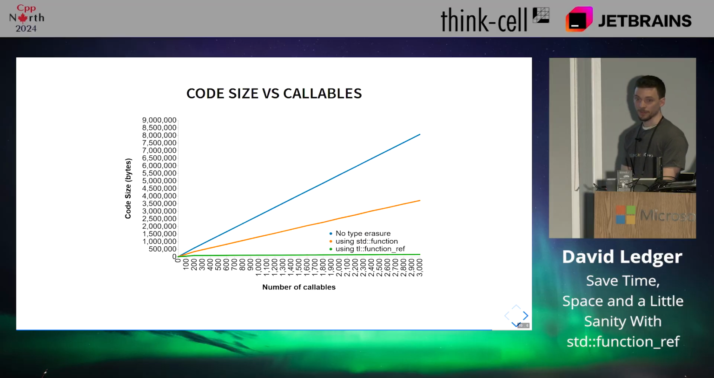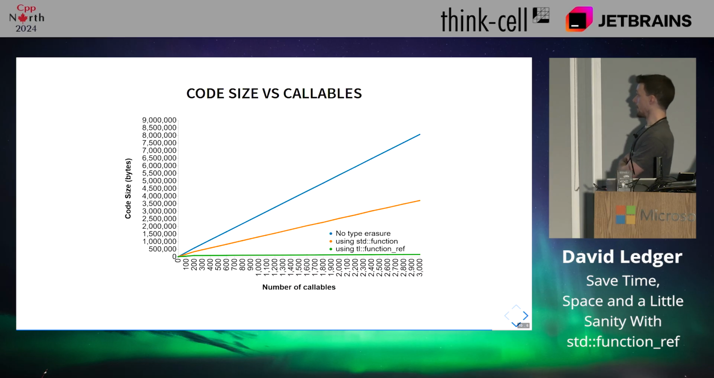It's dramatic. Without type erasure, we've got this linear expansion of code size. And this basically continues. This is without optimization, but the conclusion here will not change. I've run this with optimization, and it also doesn't change across compilers, across at least GCC and Clang.